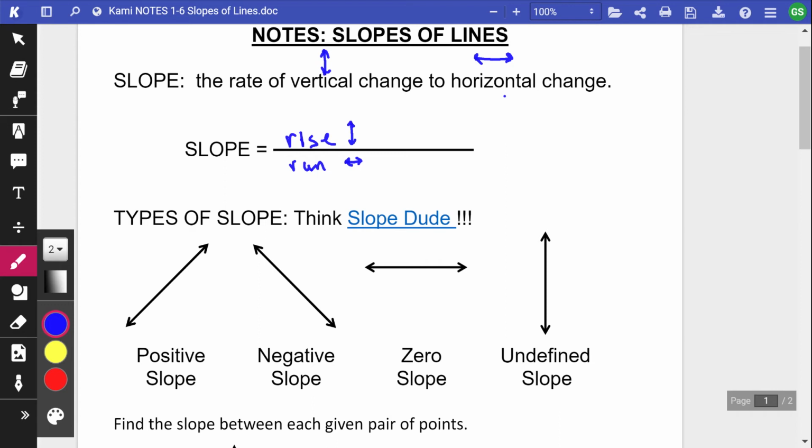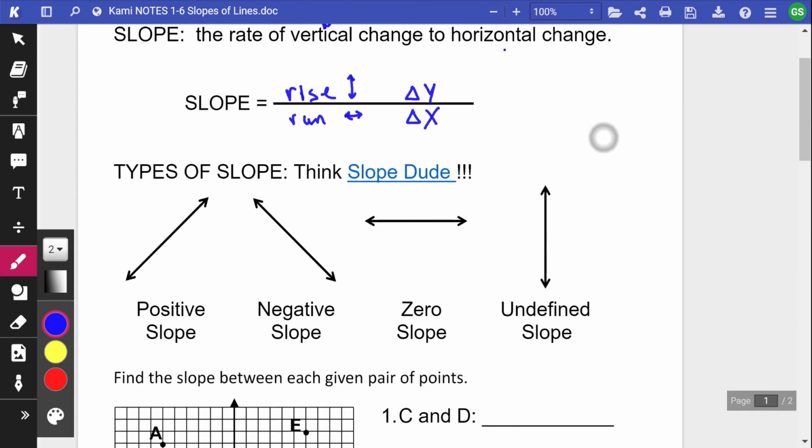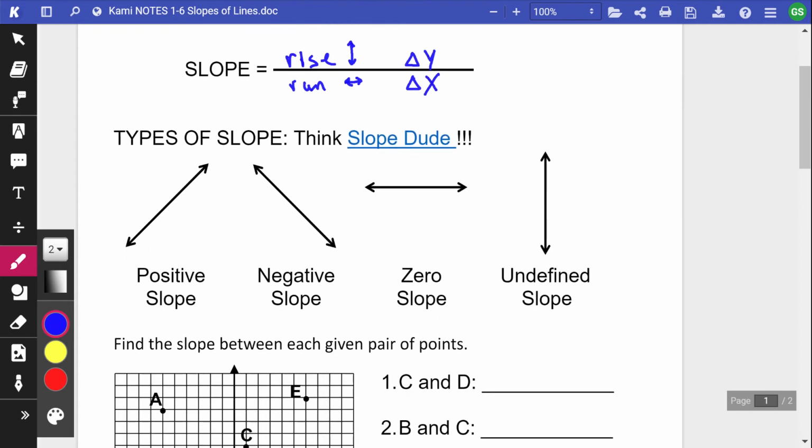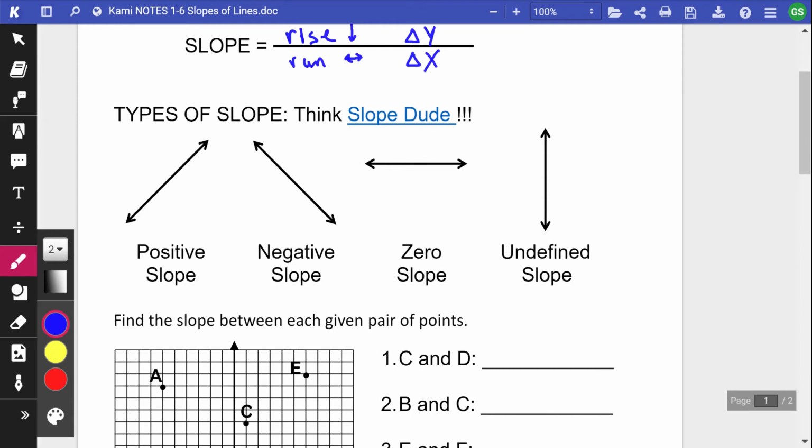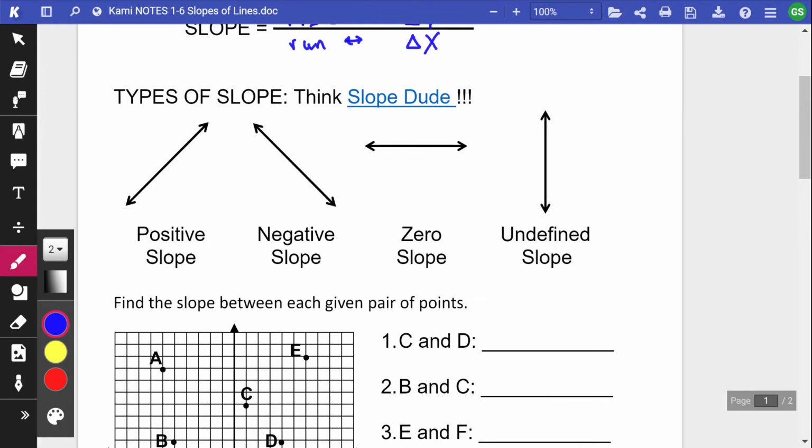We can also think of slope as the change in y over the change in x, delta y over delta x. Types of slope. There are 4 different types of slope. And there is a link here to a video called Slope Dude. If you've never seen that, you ought to check it out. It's pretty fantastic. When we're talking about slope, we're talking about graphing a line on a coordinate grid, a straight line, not a parabola or anything like that.